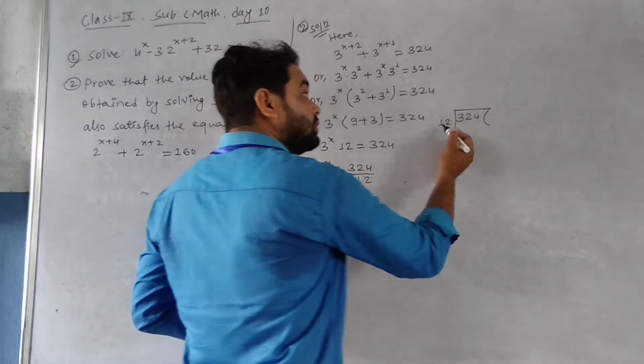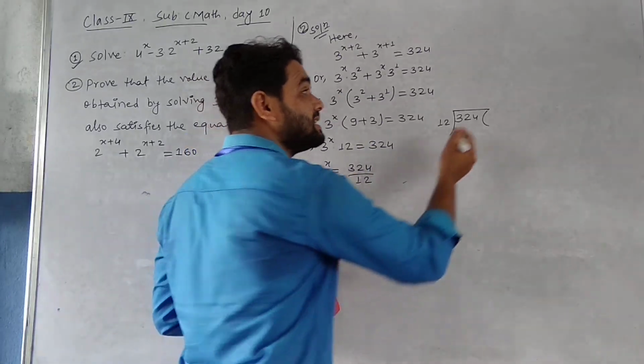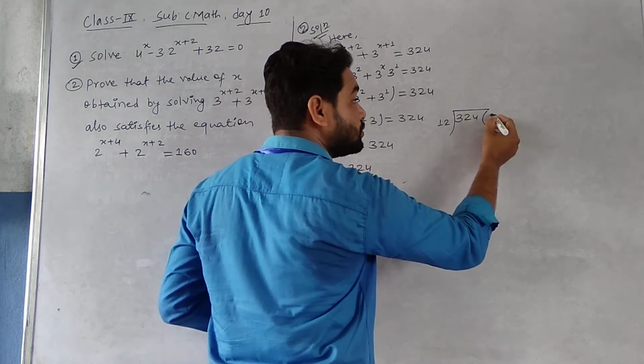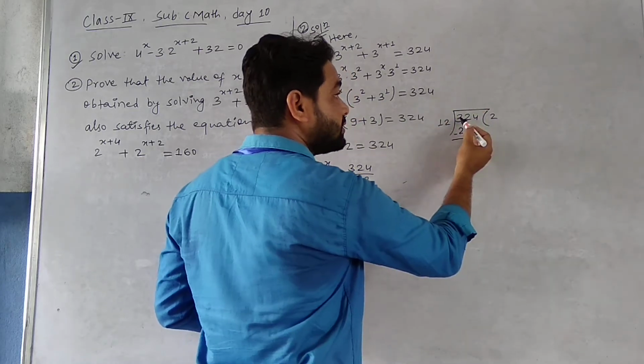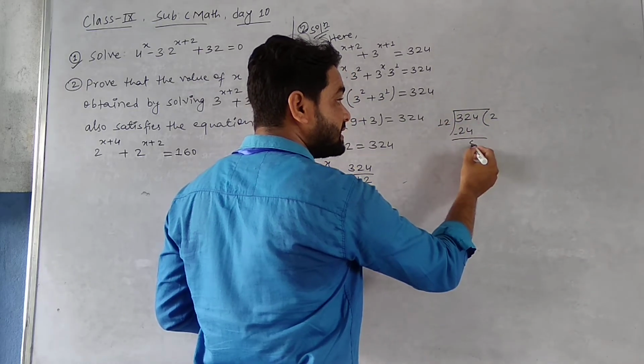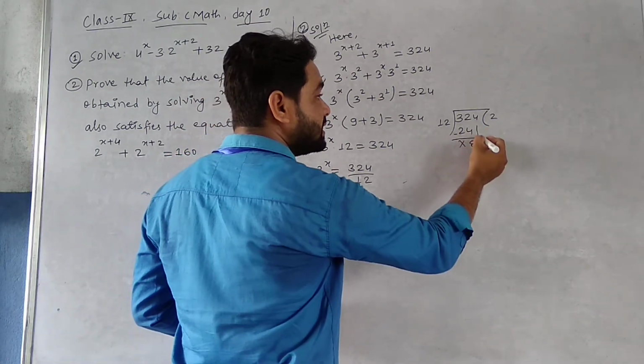12 twos are 24. 12 threes are 36. That is more than 32. So 2 will be here. 24, and let's subtract that. We get 8. And this is cancelled. And bring this 4 down.